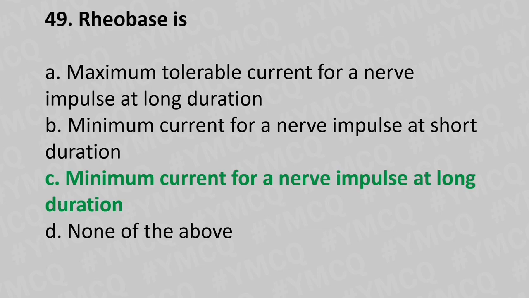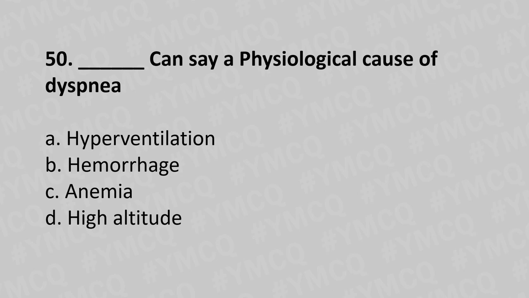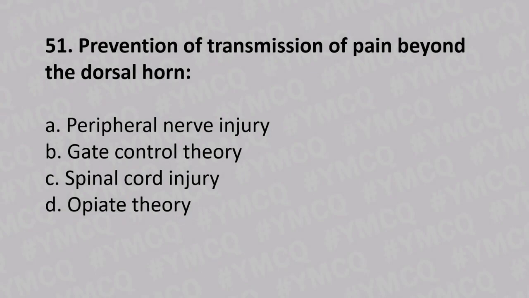Dash can be the physiological cause for dyspnea. Option A, hyperventilation. Option B, hemorrhage. Option C, anemia. Option D, high altitude. And the answer is option D, high altitude. The prevention of the transmission of the pain beyond the dorsal horn.